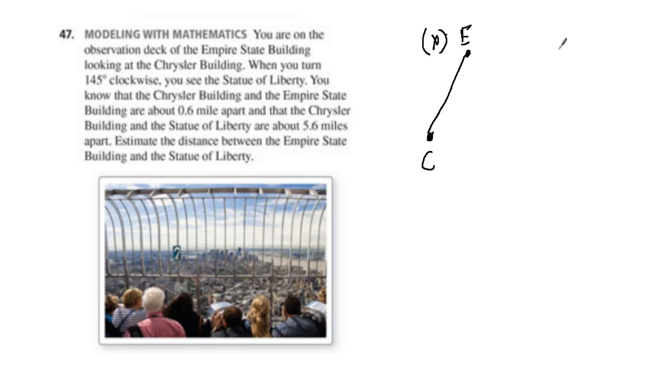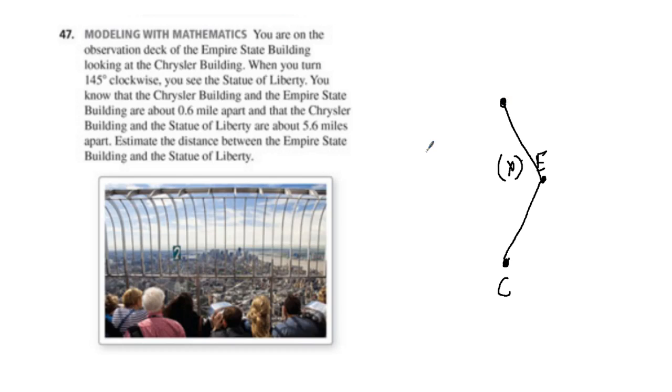And when you turn 145 degrees clockwise, actually this is a really bad clockwise. So when you turn 145 degrees clockwise, this is where you're going to end up. You see the Statue of Liberty. So this is 145 degrees. And you know that the Chrysler Building and the Empire State Building are about 0.6 apart, and the Chrysler Building and the Statue of Liberty are about 5.6. So you have to estimate the distance between the Empire State Building and the Statue of Liberty.